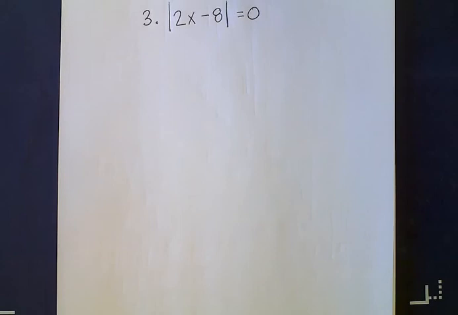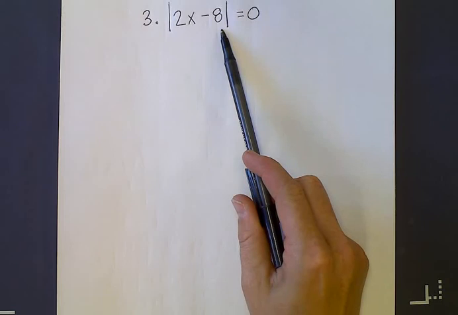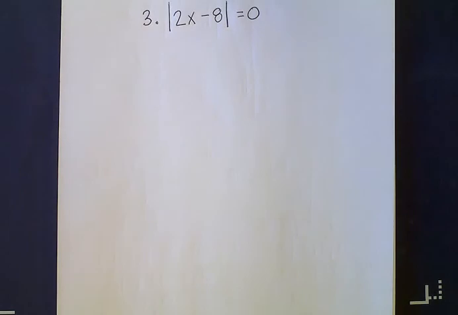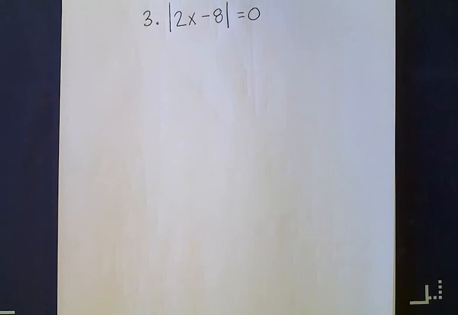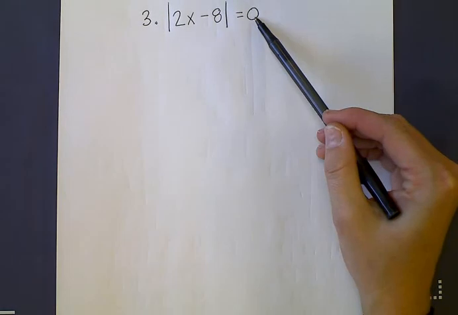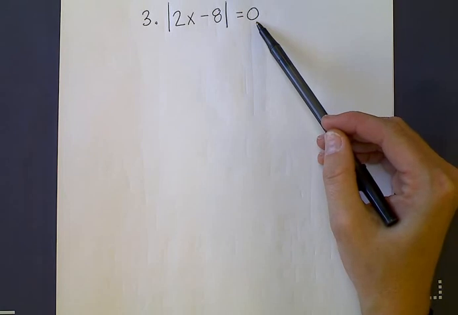Example 3. The absolute value of the quantity 2x minus 8 equals 0. Step 1. Isolate the absolute value on one side of the equation. Step 1 is complete. Step 2. Is the number on the other side of the equation negative? No. Step 3. Write two equations without absolute values. Solve the equations. In this case, however, there will only be one equation because 0 cannot be negative.